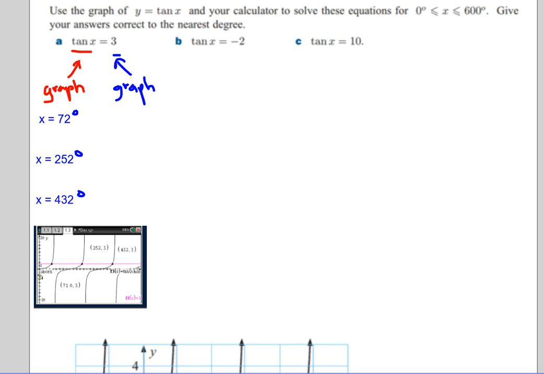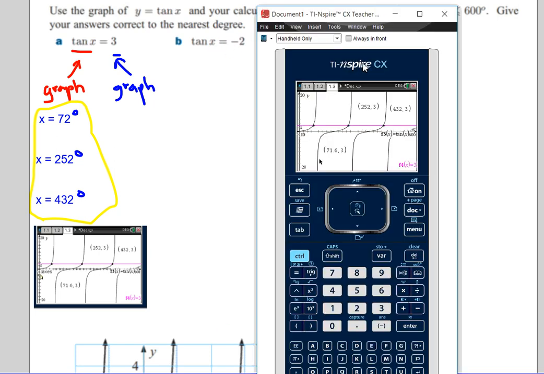Next one, tan x equals negative 2. Do I have to go again? Can I just delete this one? I think if I click on that, yeah, I can change it, can't I? Negative 2. See, I've changed it to negative 2. Bang, it's down there now suddenly. Can I get rid of them? Yeah, I can. Nice. Just get rid of them.